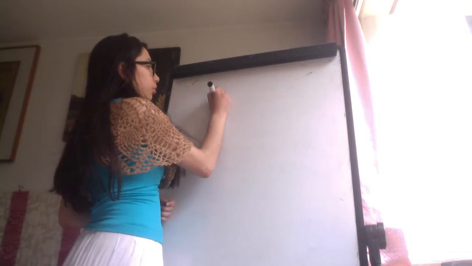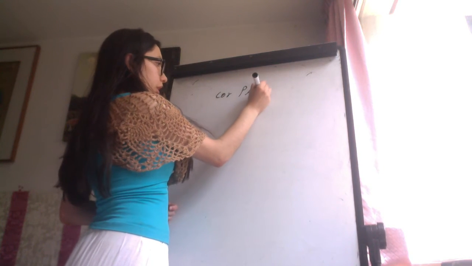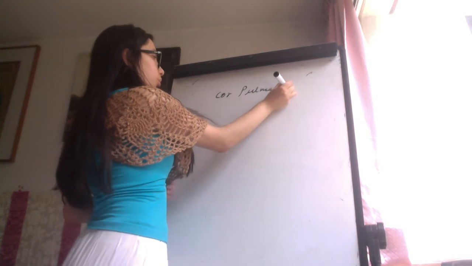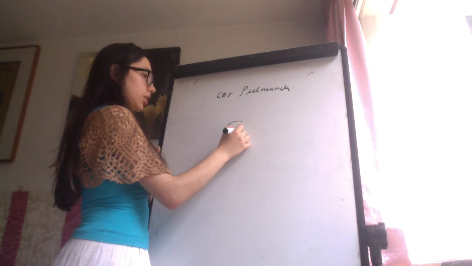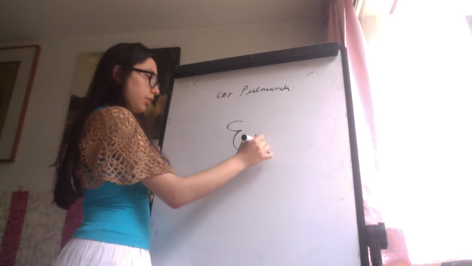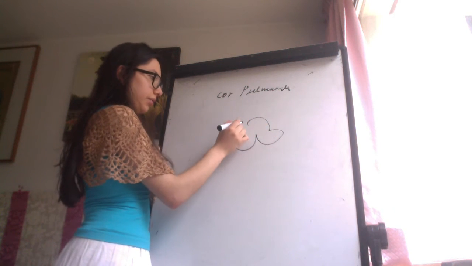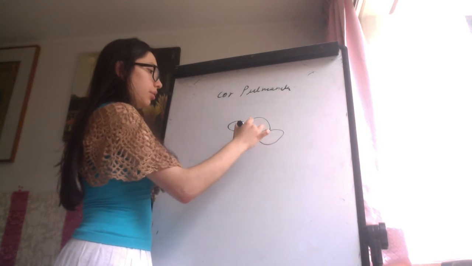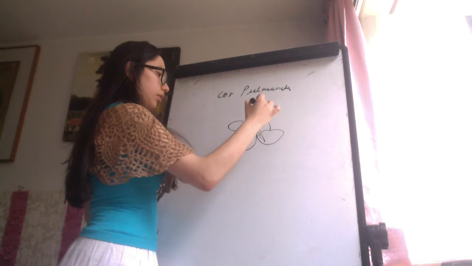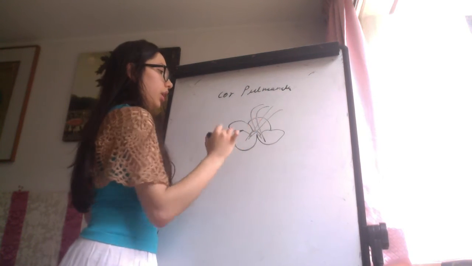We're going to see cor pulmonale. Cor pulmonale is heart failure due to a lung disease. So we have the heart, this is the right atrium, right ventricle, left ventricle, and left atrium. Here are the valves. Here we have the aorta, and here the pulmonary artery.